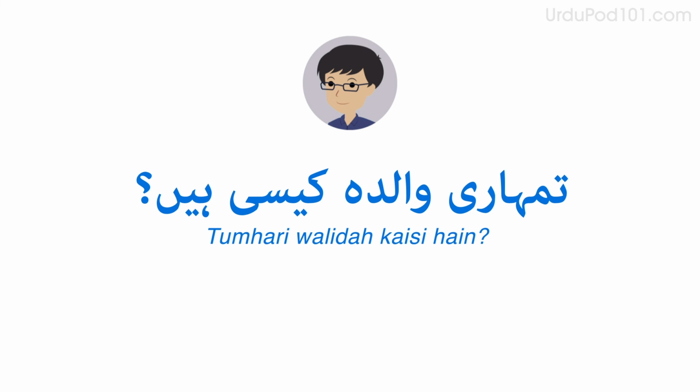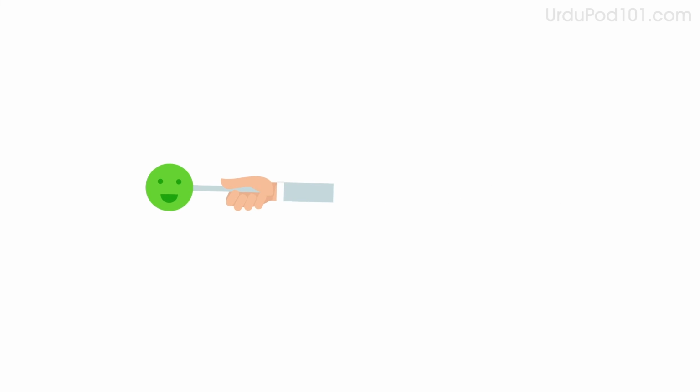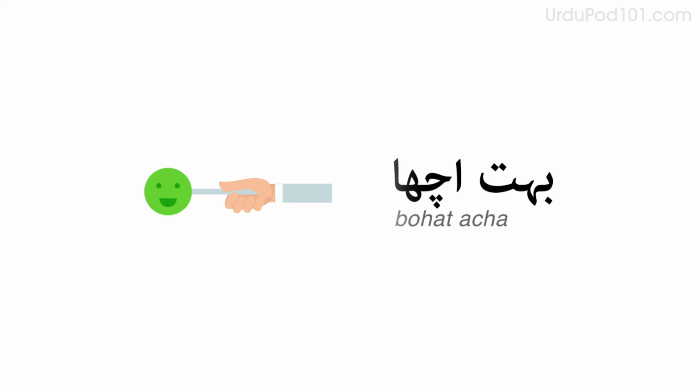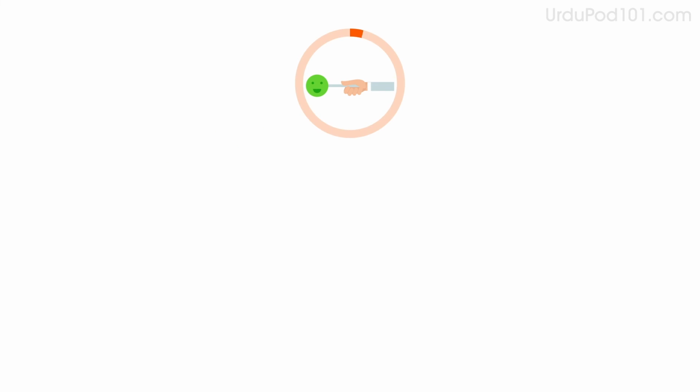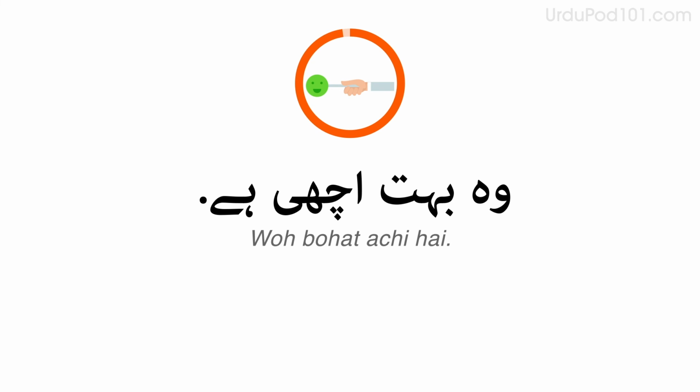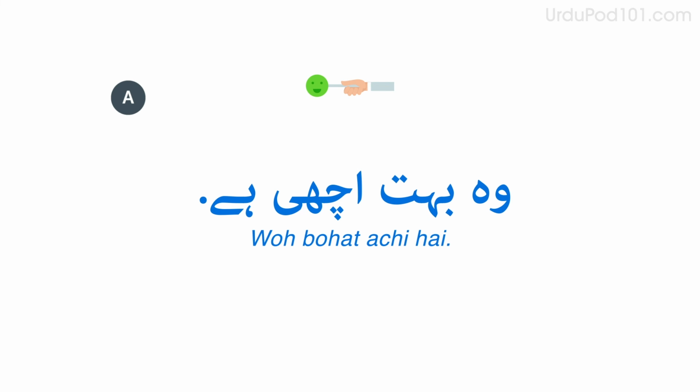तुम्हारी वालिदा कैसी हैं? Imagine she's great. Do you remember how to say, "Great"? बहुत अच्छा. Say, "She's great." वो बहुत अच्छी है. Now, answer the question saying she's great. तुम्हारी वालिदा कैसी हैं? वो बहुत अच्छी है.